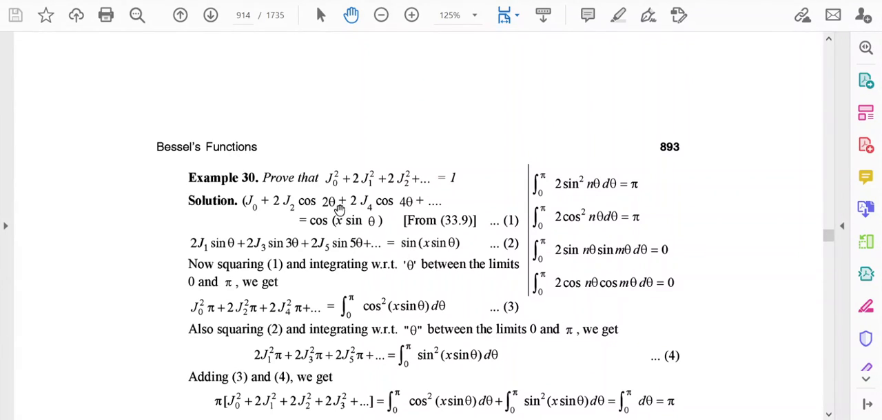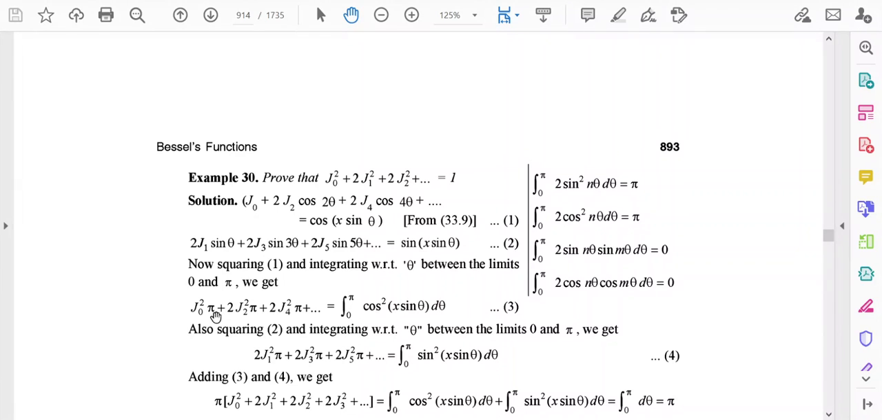Now we will square this equation and integrate with respect to theta between the limits 0 and pi. Squaring equation 1, at first we will square it, then we will integrate it with respect to theta, and the limits will be 0 to pi. So the right hand side will be the integral from 0 to pi of cos square x sin theta d theta.